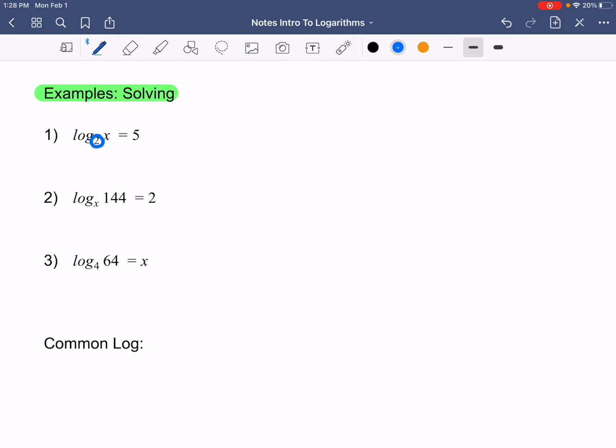So this log base 2 of x equals 5. You start with your base 2. Now becomes the base for your exponent. 2 to the power of 5 equals x. Well, 2 to the power of 5 just means 2 times 2 times 2 times 2 times 2, 5 times, right? So 2 times itself 5 times is just 32. So that's what x equals, 32.